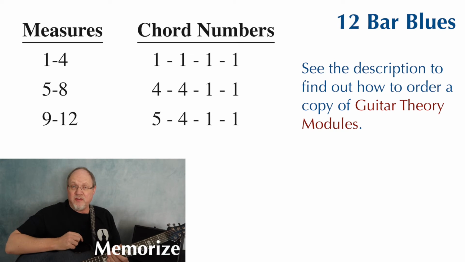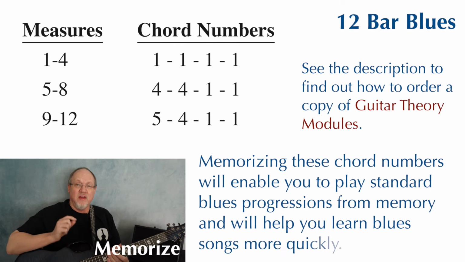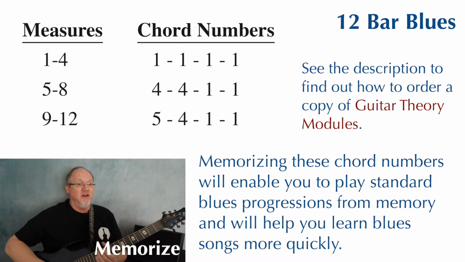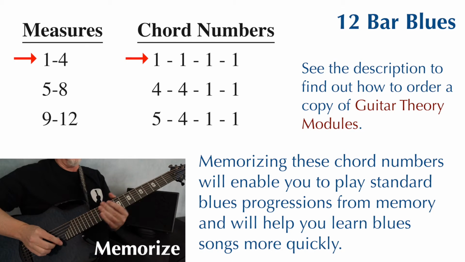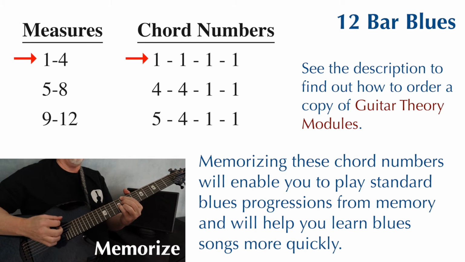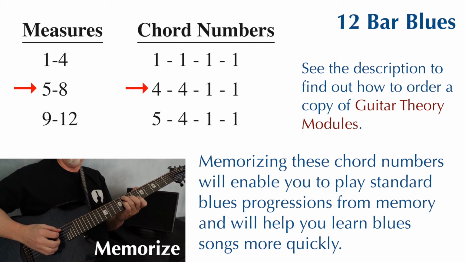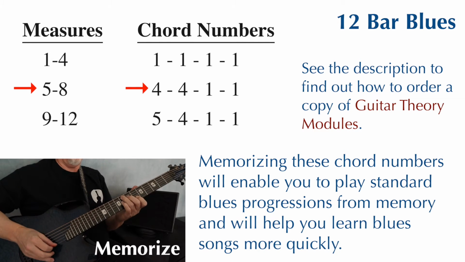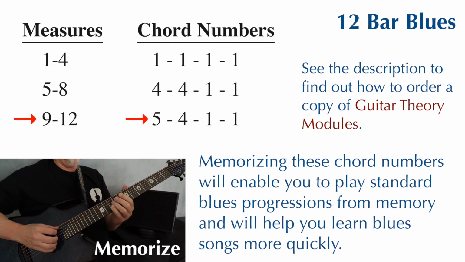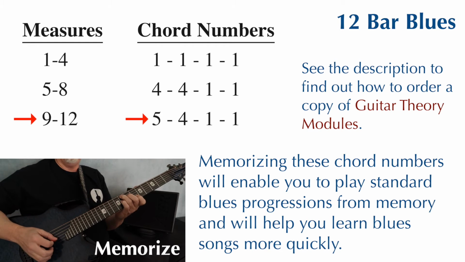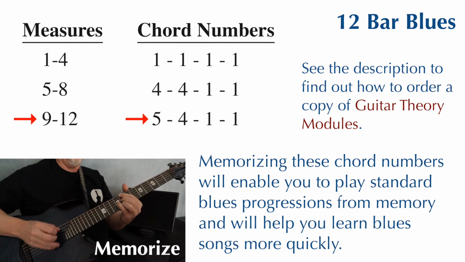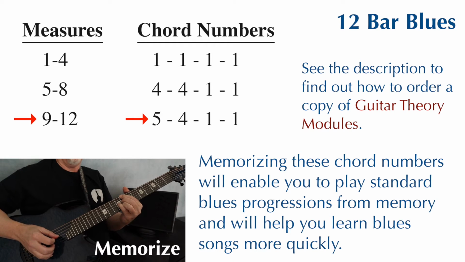Your first assignment for this module is to memorize those numbers for the blues progression. So measures 1 through 4, it's all going to be 1 chord. Measures 5 through 8, we're going to have 2 bars of 4, and then 2 bars of 1 again. Measures 9 through 12, we're going to have 1 measure of 5, a measure of 4, and we end with 2 measures of the 1 chord.